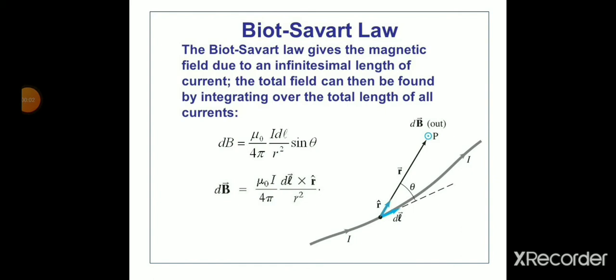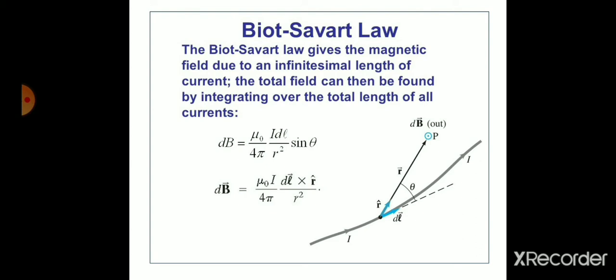Then according to Biot-Savart law, the small magnitude of magnetic field dB due to this section of current element dl is found to be proportional to I dl sin theta by r squared. That is, it is directly proportional to the current, directly proportional to the length of the element, directly proportional to sin theta, and inversely proportional to r squared.